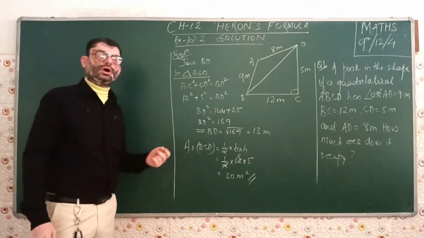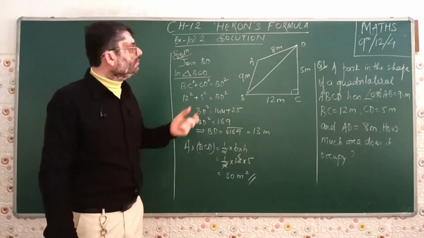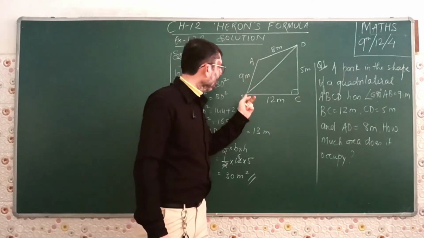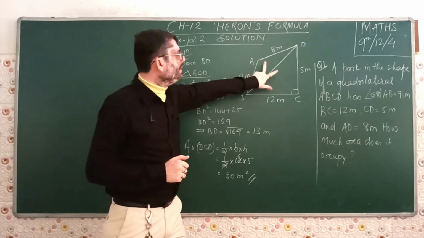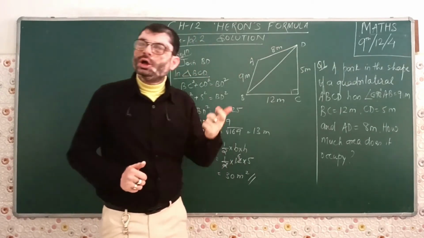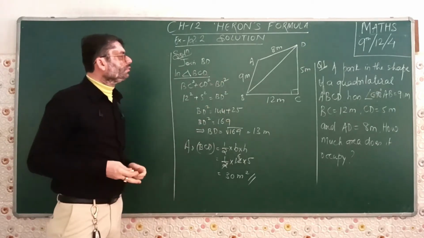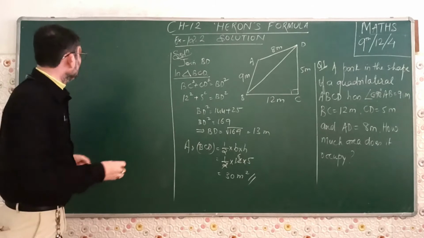So we have now got the area of triangle BCD. Now we will be looking for the area of triangle ABD. On getting the area of triangle ABD, we will be adding both the areas of the triangles to get the total area of the quadrilateral. So let us now move on to triangle ABD to find the area by Heron's formula.